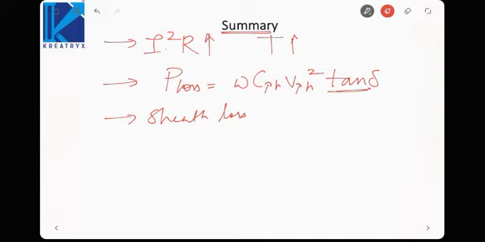So this is all from the underground cable. In the next lecture we will see what kind of insulators we use for the case of overhead lines. That we will see in the next lecture.